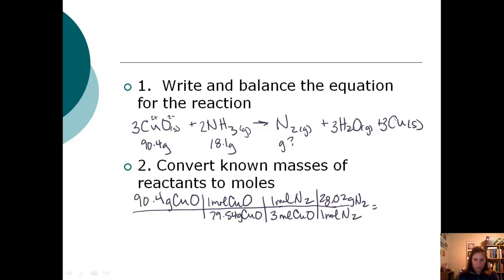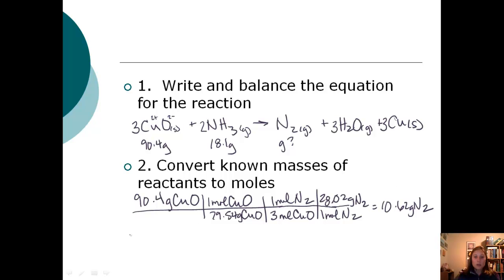Alright, let's see if our copper oxide was the limiting reactant, how much nitrogen gas we would produce. So 90.4 divided by 79.54, divided by 3, times 28.02, and we get 10.62 grams of N2. So that's if copper oxide was the limiting reactant.